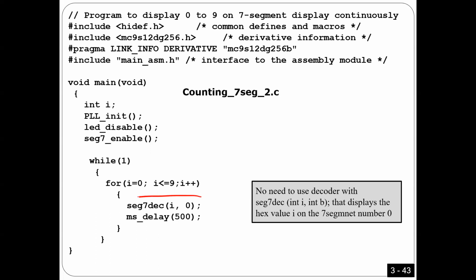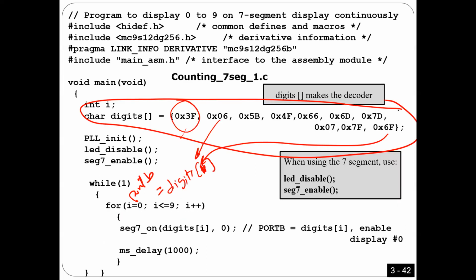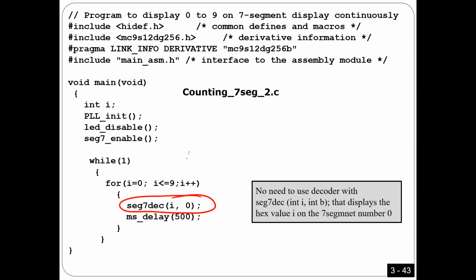I told you, in this function, segment 7 decimal, you don't need to convert the number to a 7-segment code. All you have to do is send the number to the function. The function is going to do the conversion and everything else internally. However, there is a risk here. I explained the risk last time.